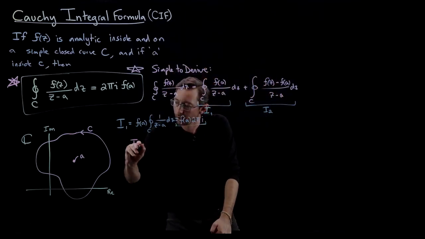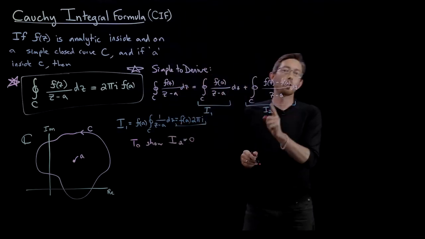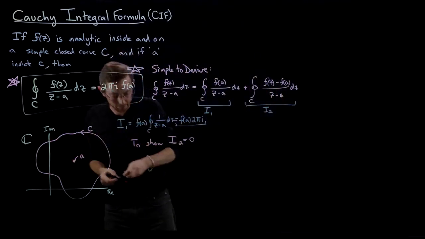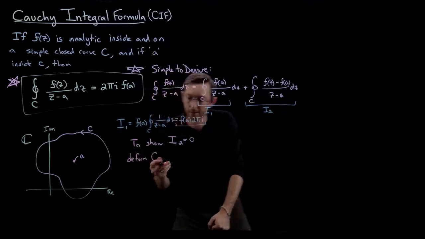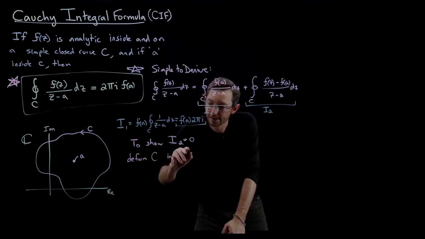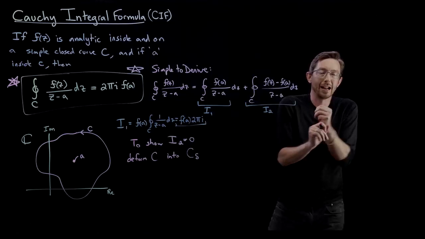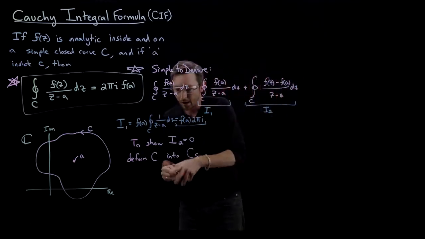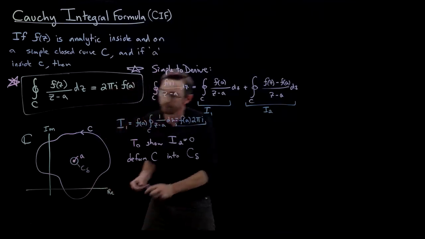So to show I2 equals 0, what we're going to do is deform this contour C into this thing I'm going to call C delta, which basically is shrink wrapped around that point a. We're going to hug that point a and take the limit as that radius goes to 0 of this C delta. So we're going to define this curve C delta.